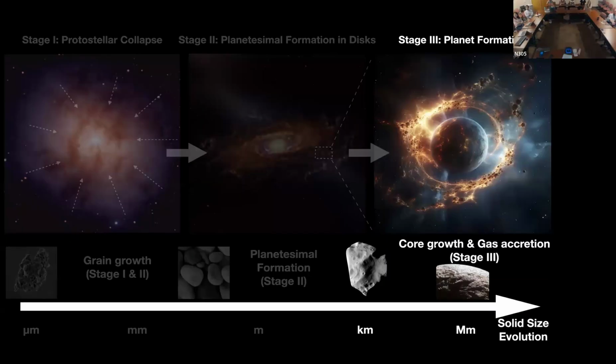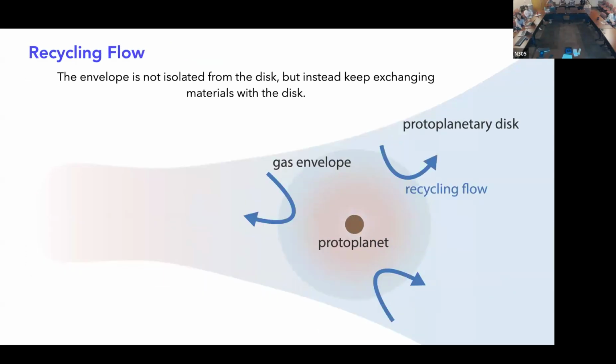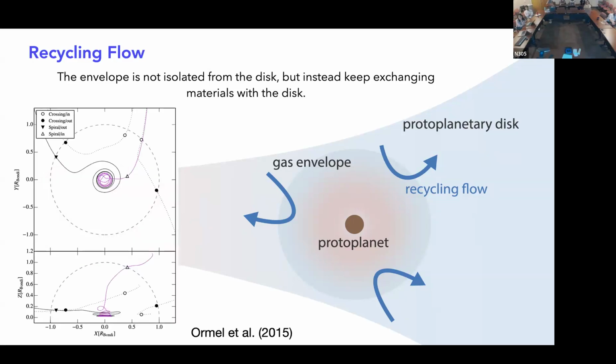Okay, let me just quickly go to the planet formation part. In the core accretion scenario of planet formation, the planetary core can grow rapidly by pebble accretion, that is, accreting pebble-sized dust particles. At the same time, the core not only accretes pebbles, but also a gas envelope surrounding it. This envelope is still embedded in the disk, right? The envelope is not isolated, it's embedded. It means that there can be a lot of material exchange between the envelope and the disk. This is a previous simulation showing gas streamlines, where the gas from the disk can penetrate very deep into the envelope, spiral, and then go out. So there's a lot of exchange between the envelope and the surrounding disk.